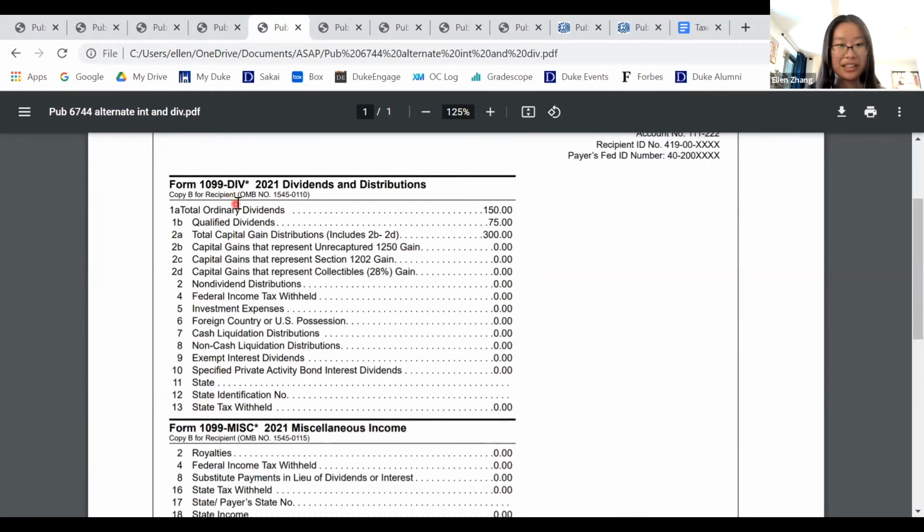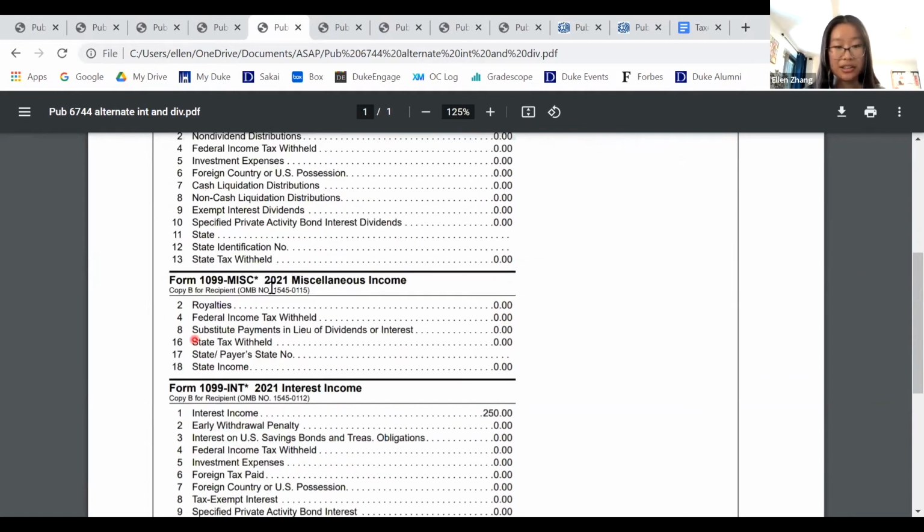We can see here that this is form 1099 DIV. It's basically the exact same thing. We have total ordinary dividends and qualified dividends, which both are here, and any federal income tax withheld, which is line 4. No federal income tax withheld. There's also a 1099 MISC in the mix here. 1099 MISC is for self-employed people, so we're not going to cover that just yet.